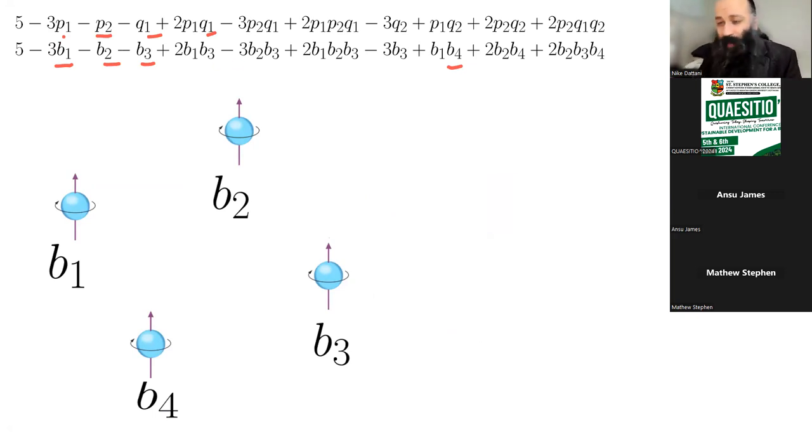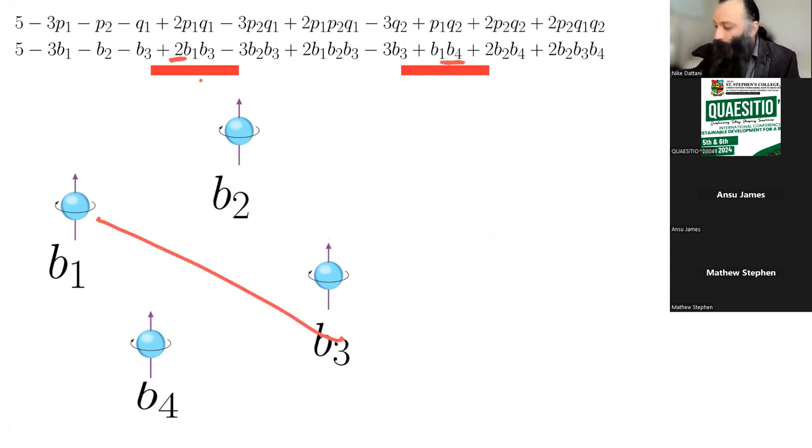And I'm going to look at this Hamiltonian. This is the Hamiltonian that describes how these qubits are interacting. B1 and B3 are coupled with a coefficient of 2. B1 and B4 are coupled with a coefficient of 1. So B1 and B3, I'm going to take these two electrons. These are two spin-up electrons. I'm going to couple them with a strength that is twice as big as the coupling between B1 and B4. So this is B1 and B4. There's some coupling strength, but I'm going to couple B1 and B3 with twice that coupling strength.